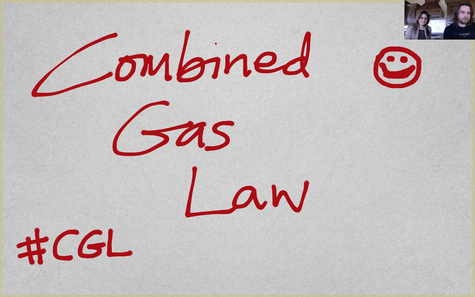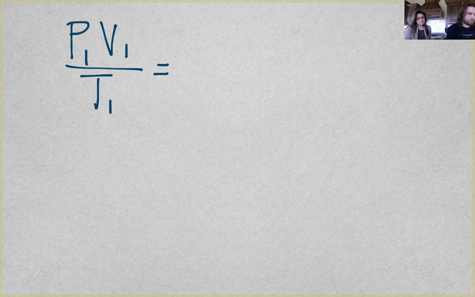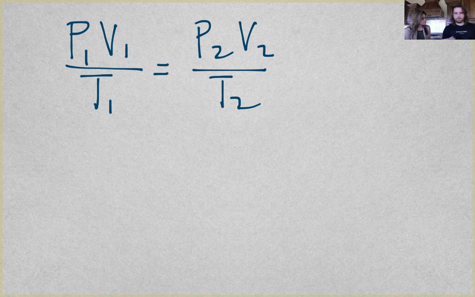So the combined gas law is where we take all of those gas laws we learned, Boyle's, Charles's, and, for pre-AP, Gay-Lussac's as well, and we put them together in one combined equation. Because they're all related, pressure, volume, and temperature. Pressure and volume divided by temperature is equal to pressure and volume, the second measurements, divided by temperature. This is combining everything together.